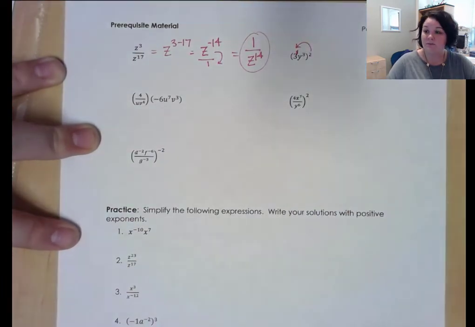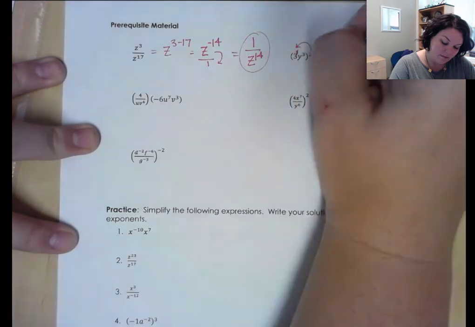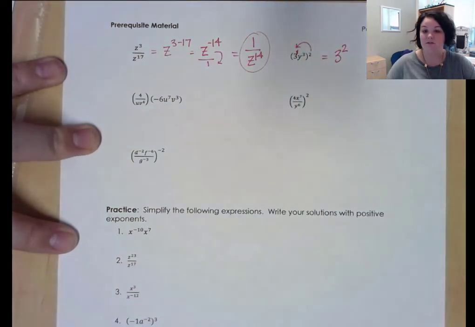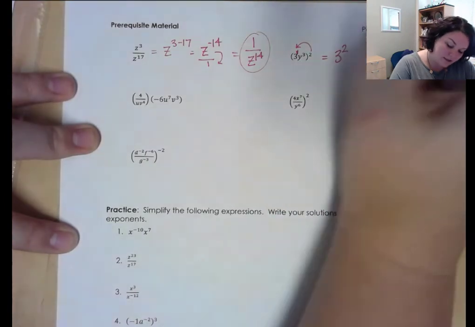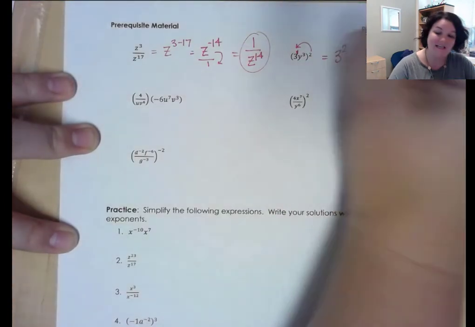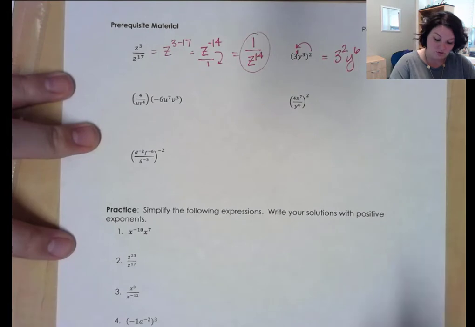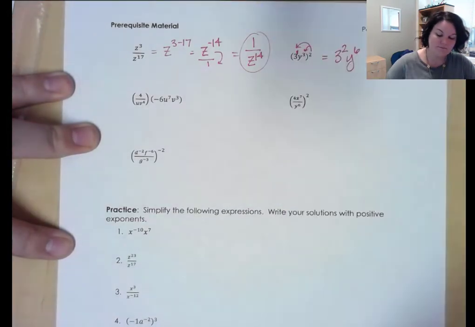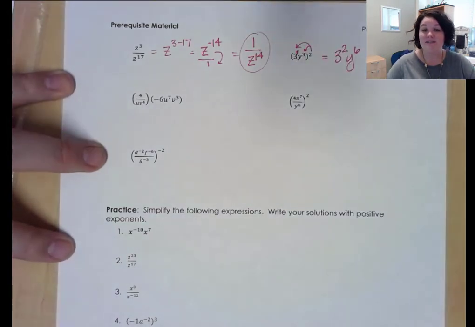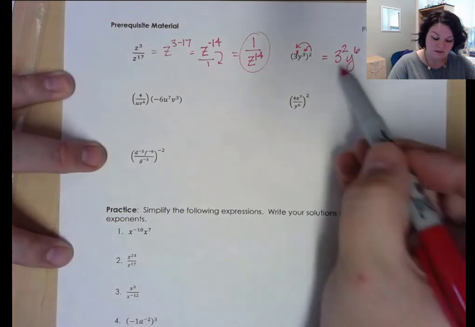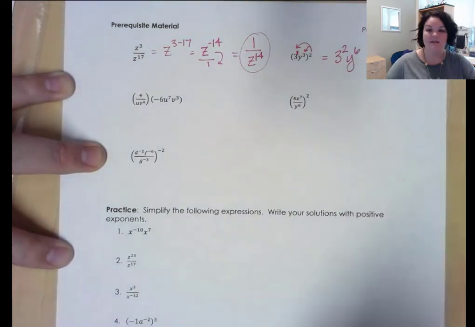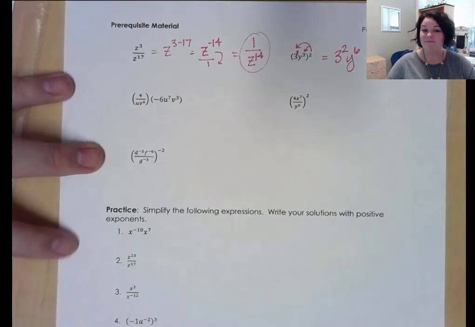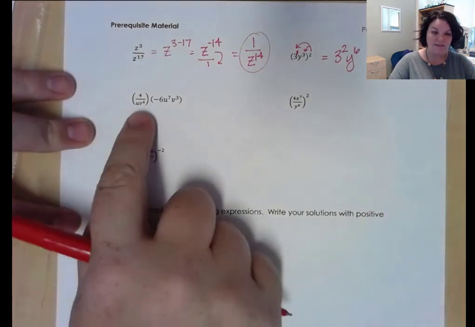So 3 to the first power is now going to become 3 squared because 2 times 1 is 2, right? And then y to the third power is now going to become y to the 6th power because 3 times 2 is 6. And then the last thing we have to do is simplify our number part. So 3 squared is 9, so this gives us 9y to the 6th. And we just leave it like that. Okay. Let's look at another one. Let's look at this one.